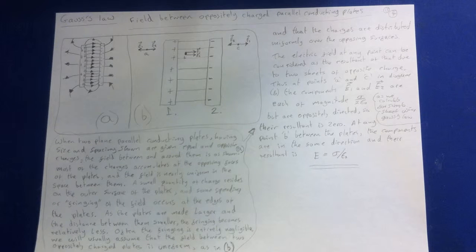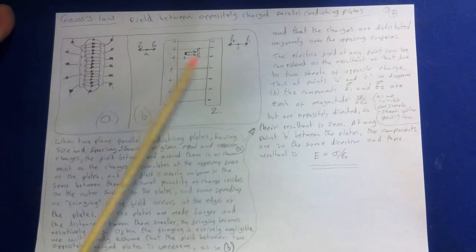A small quantity of charge resides on the outer surface of the plates, and some spreading or fringing of the field occurs at the edges of the plates, which I've just said. As the plates are made larger and the distance between them smaller, the fringing becomes relatively less. Often the fringing is entirely negligible. We will usually assume that the field between two oppositely charged plates is uniform. So we're going to assume that these are all parallel field lines, as in B.